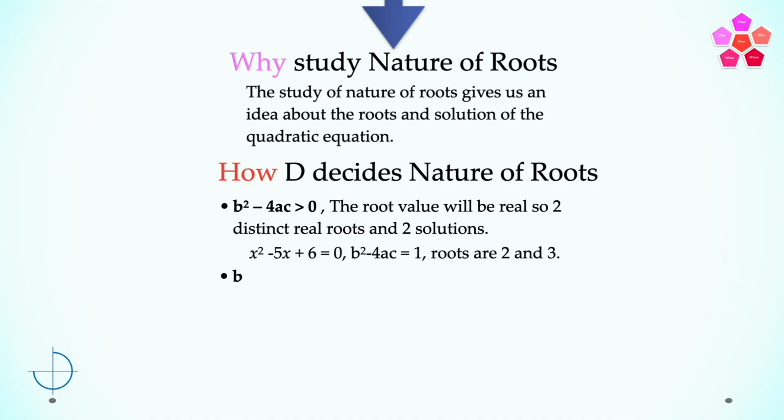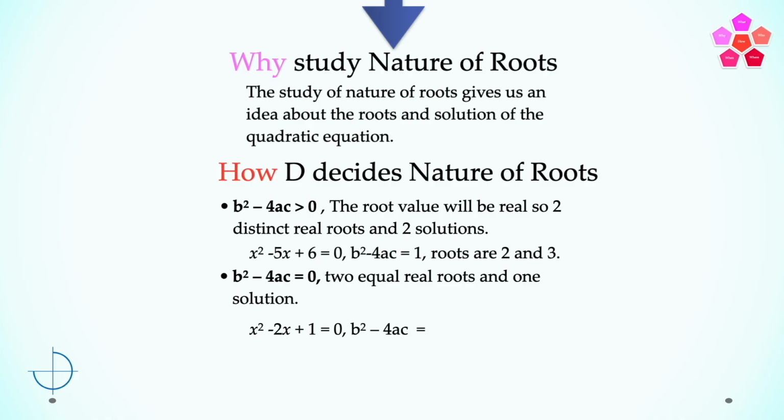If b squared minus 4ac is exactly equal to 0, that is the second scenario, two equal roots are possible and only one solution is possible. For example, x squared minus 2x plus 1 is equal to 0. Now, when we see b squared minus 4ac, we see that this value is equal to 0. So the roots are 1, 1 and the solution is only 1.